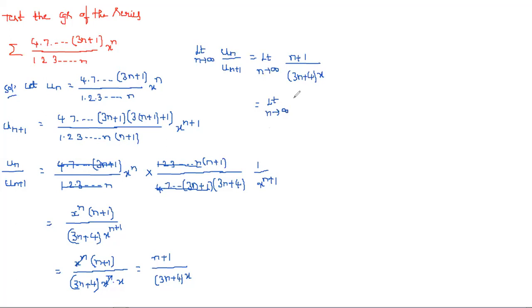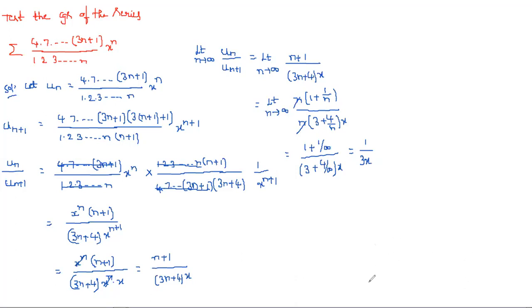So first you need to do simplification. As n tends to infinity, take n as common. If you take n as common, what will we get? n into 1 plus 1 by n, and next n into 3 plus 4 by n into x. Here n and n both will cancel. Now you can substitute the limit: 1 plus 1 by infinity by 3 plus 4 by infinity into x. Anything by infinity is 0, so 1 plus 0 is nothing but 1 and 3 plus 0 is nothing but 3. So 1 by 3x. This is the one we got.